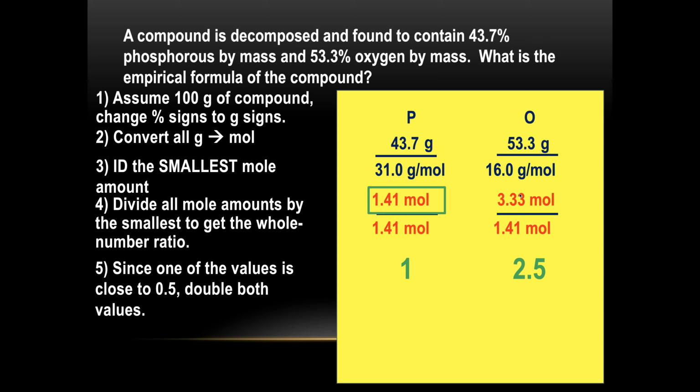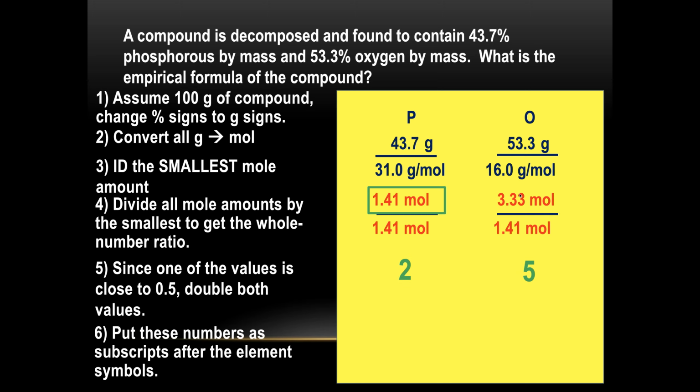So we're going to double both values. A 1 to 2.5 ratio is a 2 to 5 ratio. And therefore the formula is P2O5. Convert to moles, divide by small, double if needed, empirical.